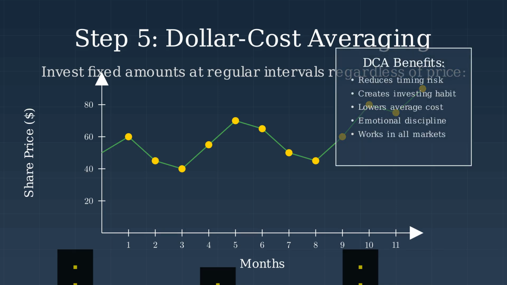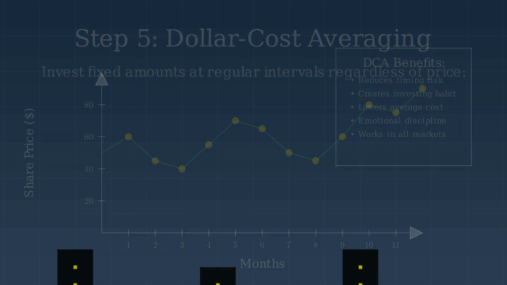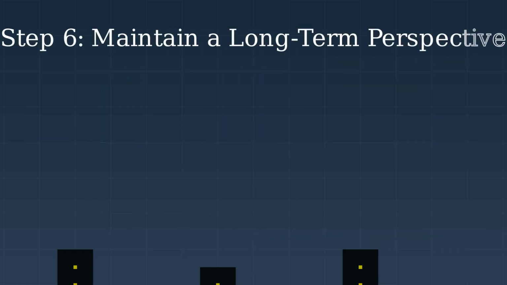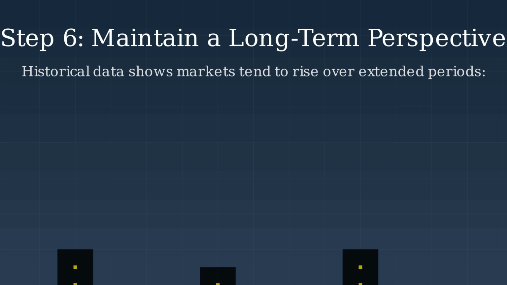Dollar cost averaging reduces timing risk, creates a consistent investing habit, lowers your average cost, provides emotional discipline, and works effectively in all market conditions. The final step is to maintain a long-term perspective. This is perhaps the most important aspect of successful investing.